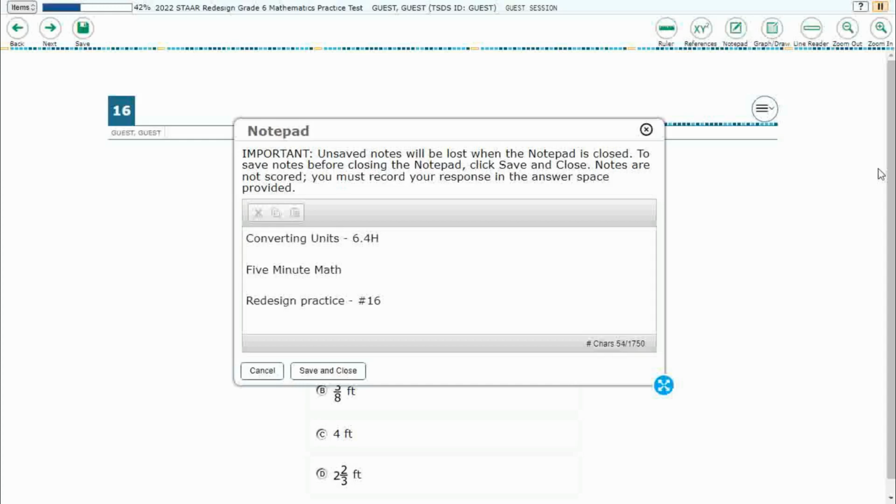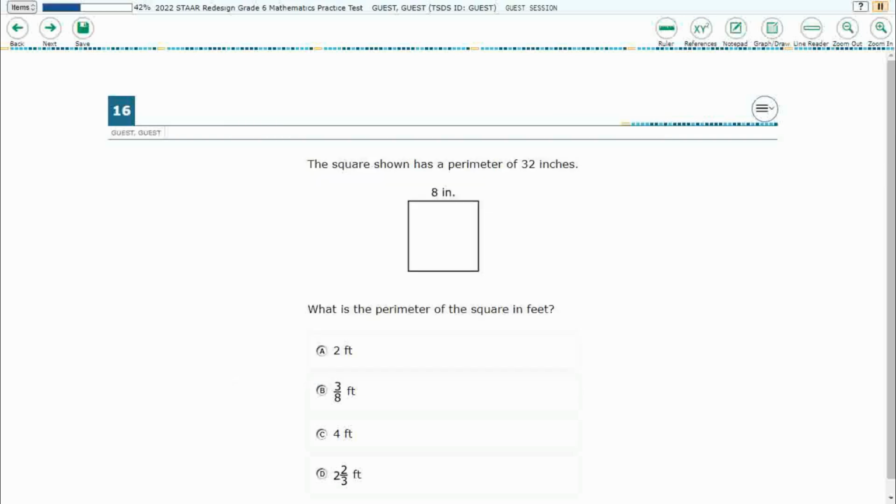Today we are looking at the 6th grade concept of converting units. This is standard 6.4H in the great state of Texas, and we are using item number 16 off the Redesign Practice Online STAAR test. If you haven't done so already, please go ahead and take a moment to pause the video, work this problem out on your own, unpause it, and we will look at our answers together.